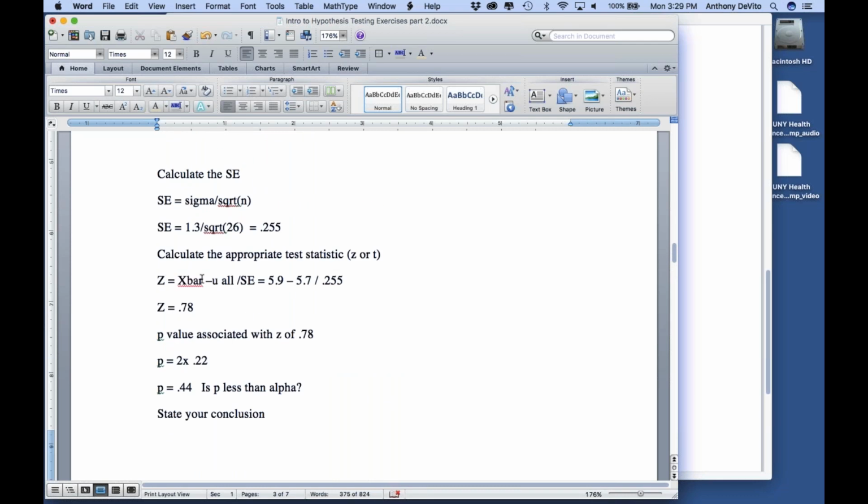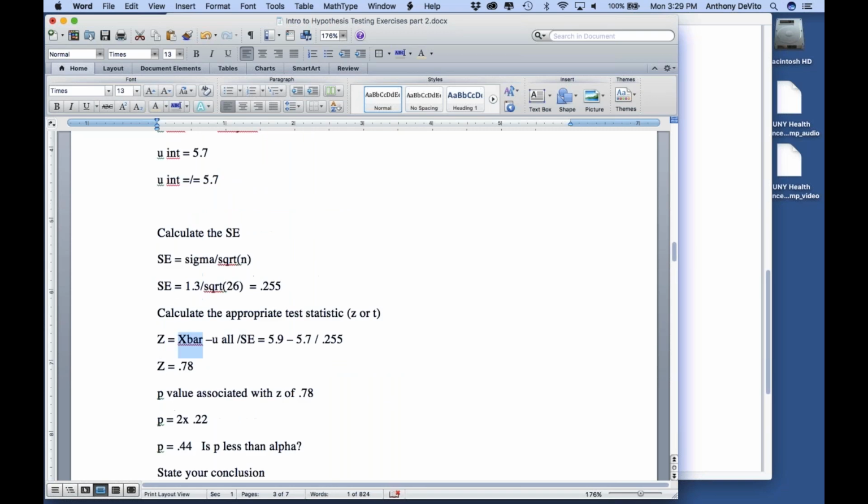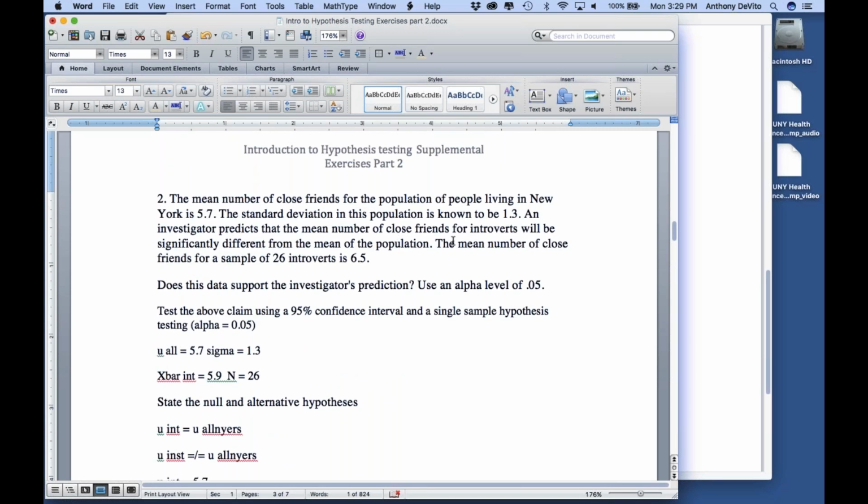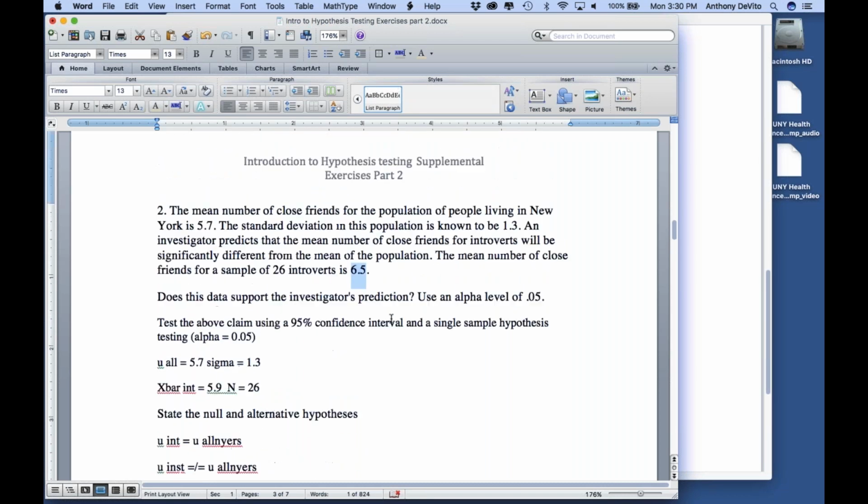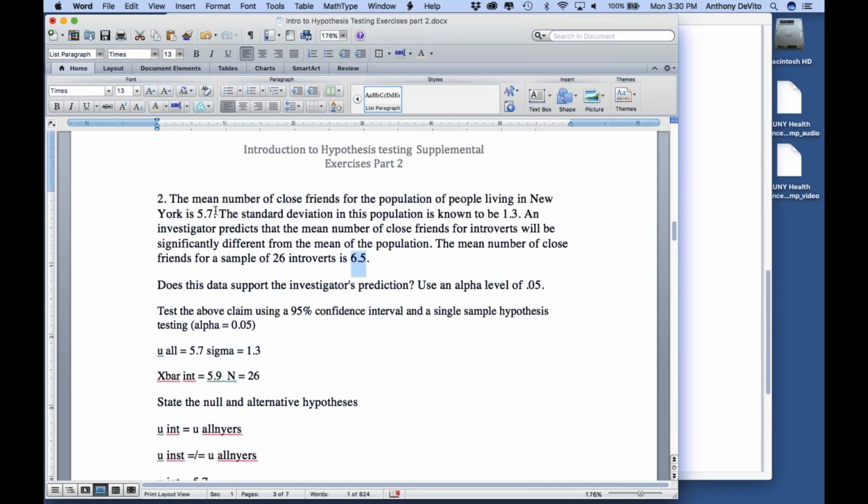Well, what is the mean for our sample? The mean of the sample, right? The mean number of close friends for a sample of 26 introverts is 6.5. Okay. And what is the mean for all New Yorkers, the mu for all New Yorkers?